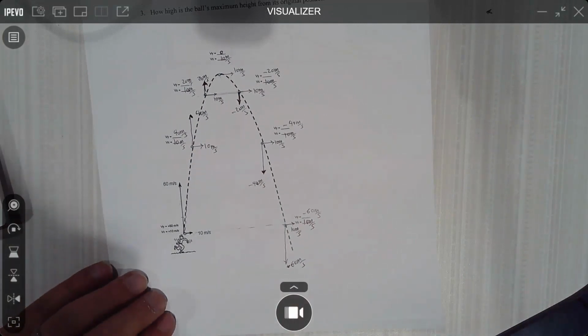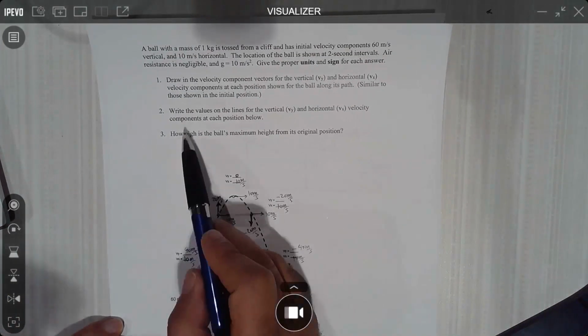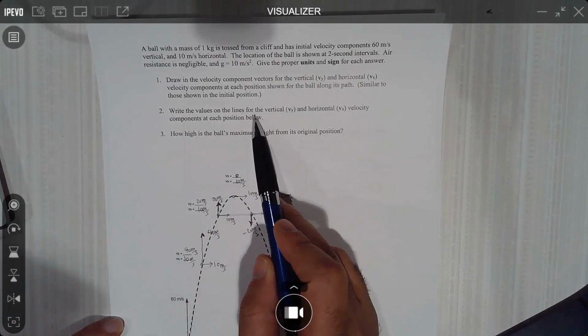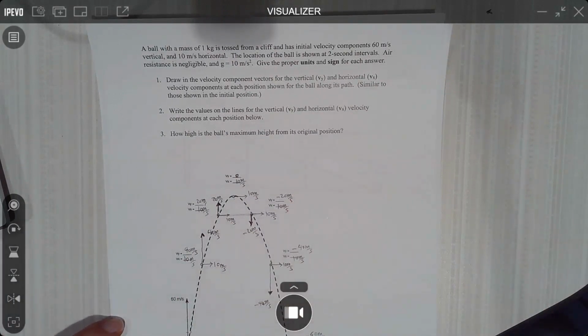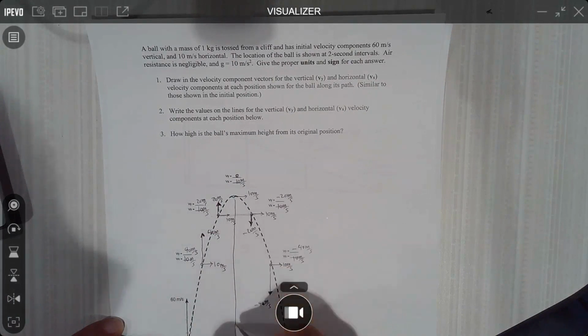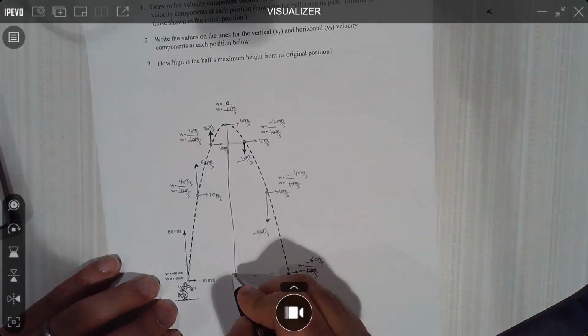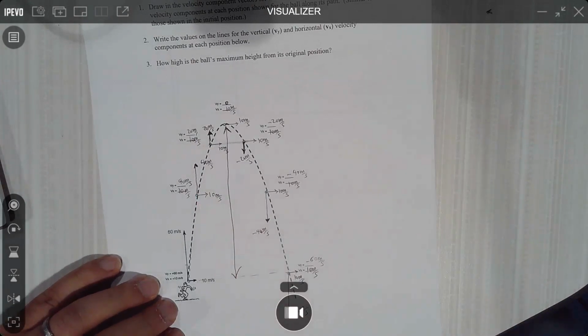So write the value on the line. We already did part 2. It's telling us to write the values on the lines for the vertical and the horizontal components. We already did that. And it's asking how high the ball's maximum height is from its origin. So it's asking us to calculate this height, yes? So how can we calculate this height?